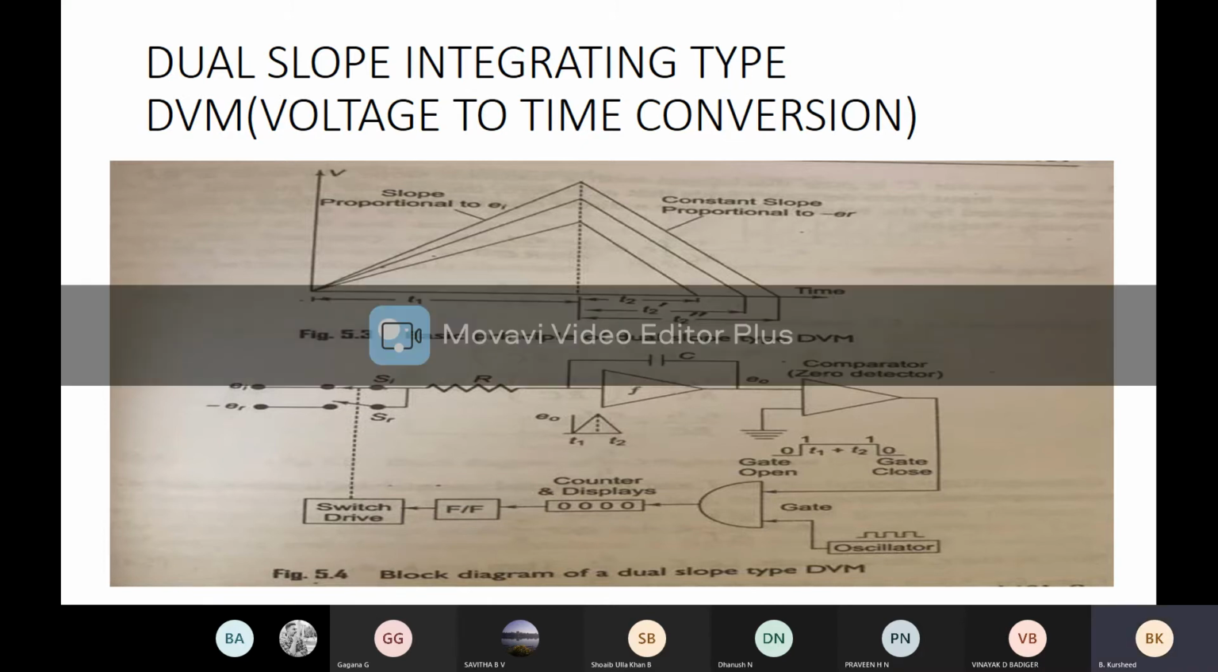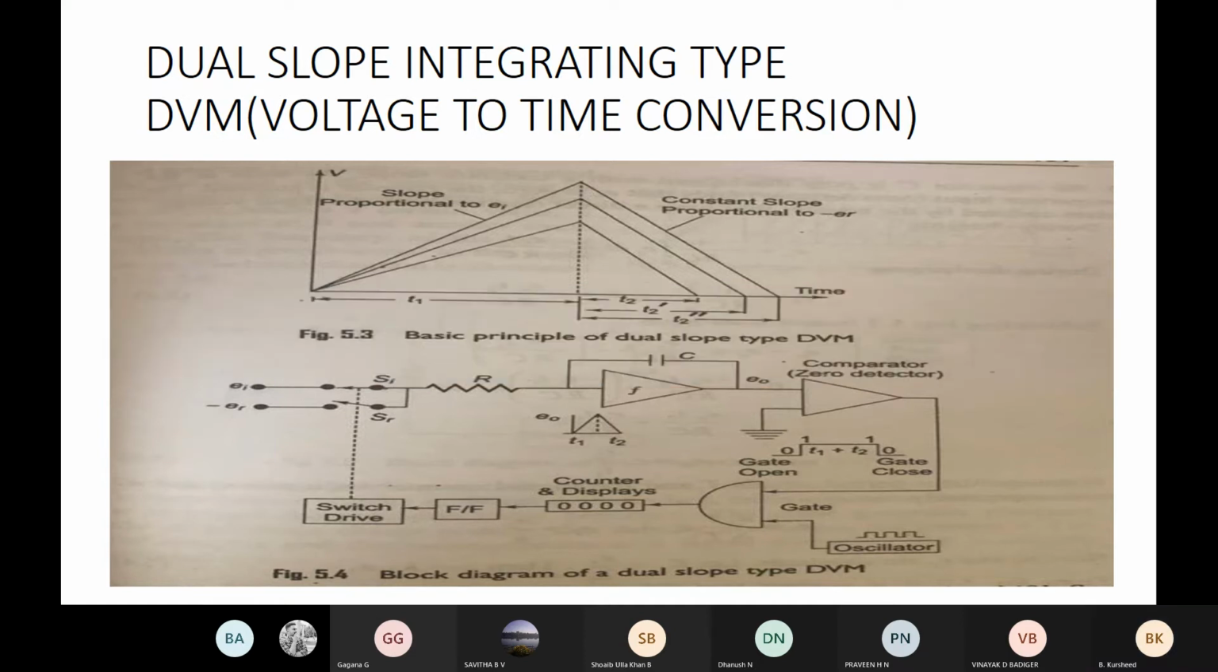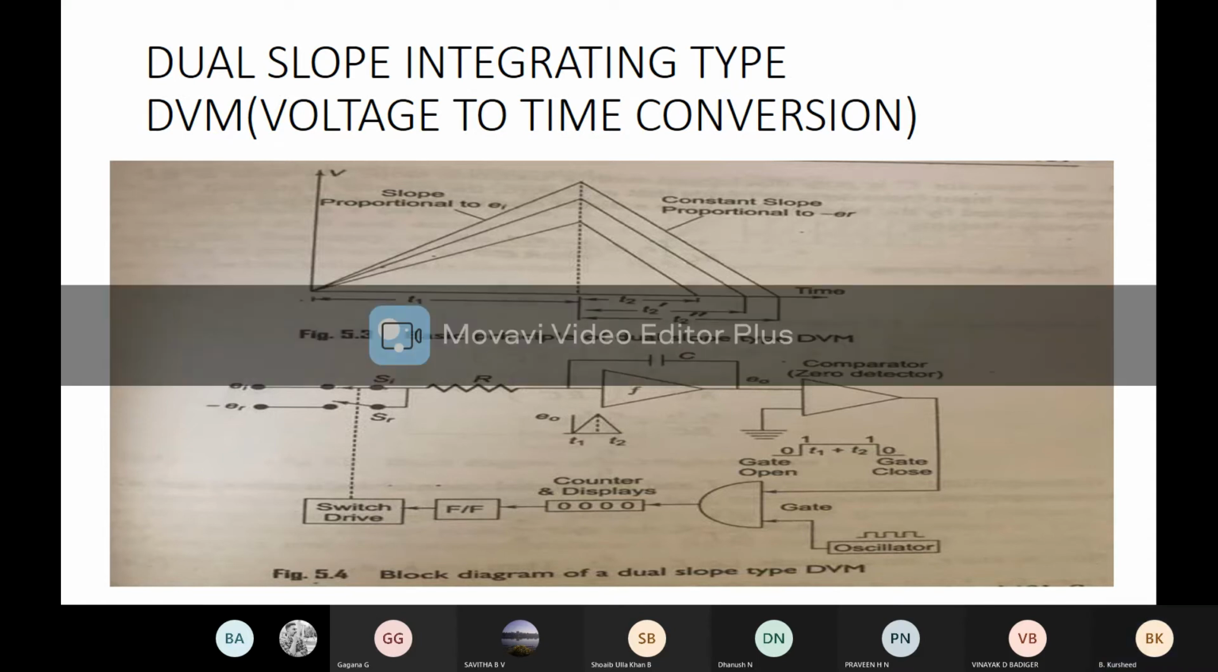Can anyone explain? Very simple, no? What is there in this? Here, what happens?